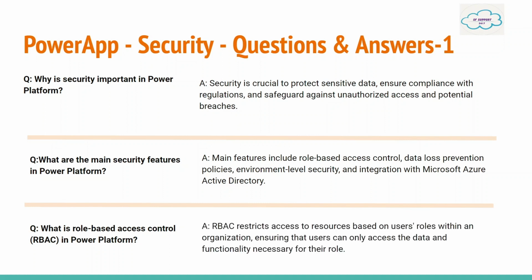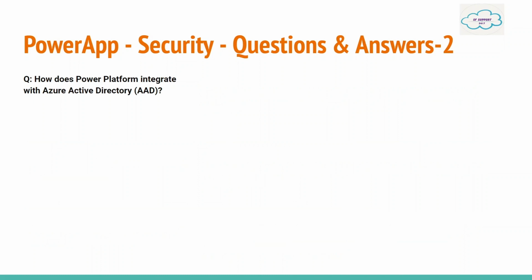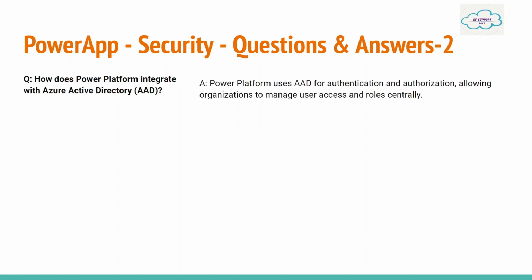RBAC restricts access to resources based on the user's roles within an organization, ensuring that the users can only access the data and functionality necessary based on their assigned role. Next question. How does Power Platform integrate with Azure Active Directory?